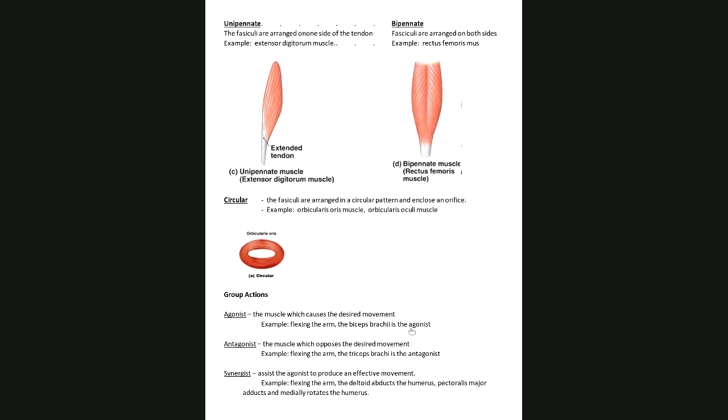Well, let's see, when you extend your arm back out, your triceps are the agonists. They're the ones that are working to cause the desired movement, and your biceps is the antagonist. So they change. The desired movement, the muscle accomplishing the desired movement is the agonist. The one that is resisting the desired movement is the antagonist.